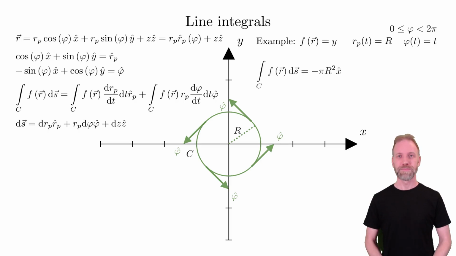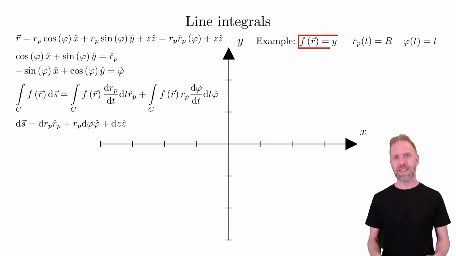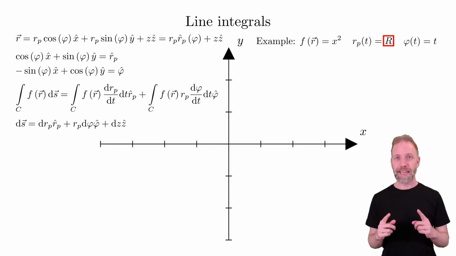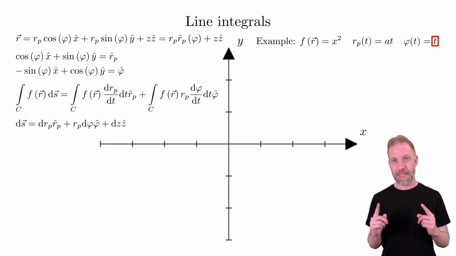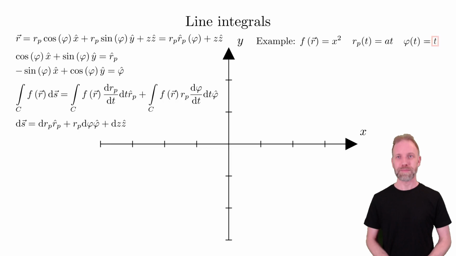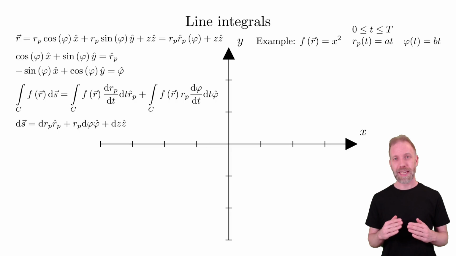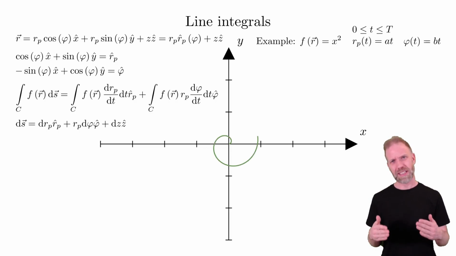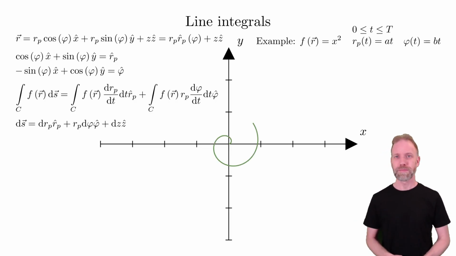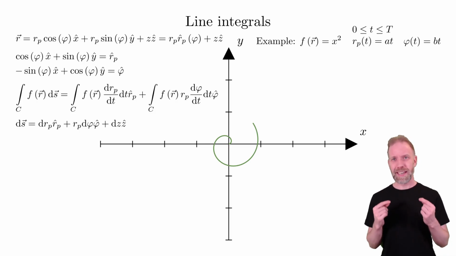As our final scalar example, change the function to x squared. Let rp be a t, where a is a constant, and let phi be b t, where b is a constant. We let t go between 0 and capital T. This will create a curve that looks like a spiral. This will illustrate the general case when we need the parameterization t.